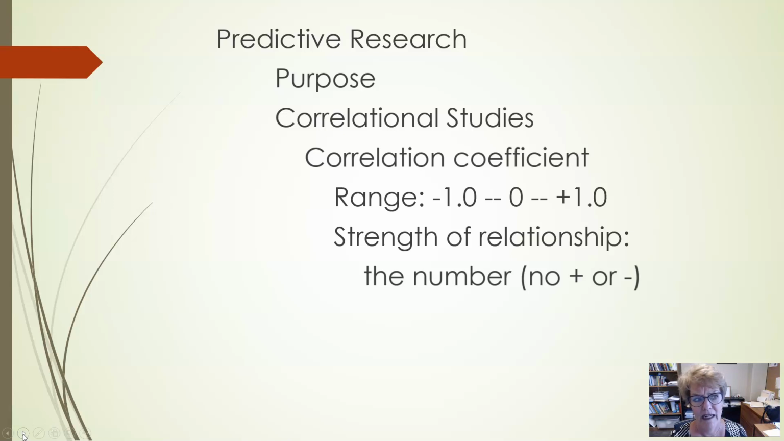I'll do another video with a few sample questions on it, and see if we can get them right. So strength is the number without looking at the positive or negative. The one closest to 1 without going over is the strongest relationship, or gives you the most predictive accuracy. The one closest to 0 is the weakest relationship, and gives you the least predictive accuracy.